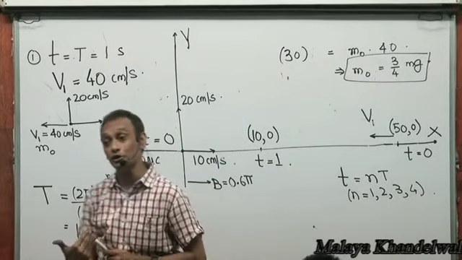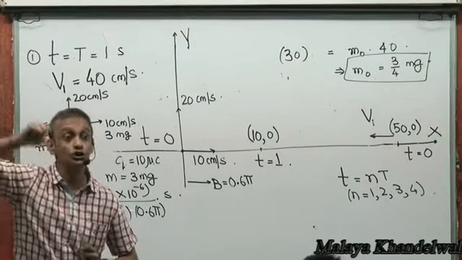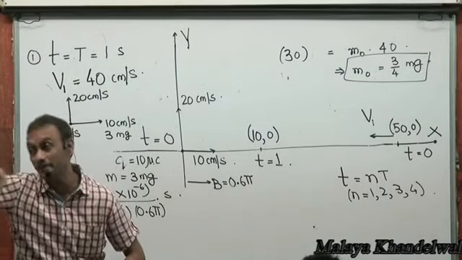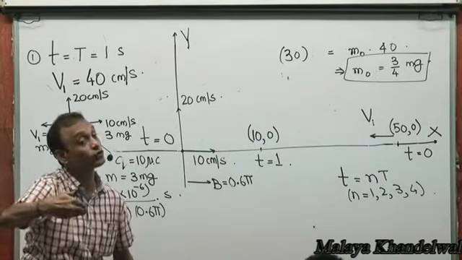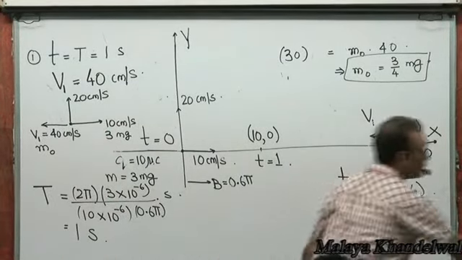That is assuming that the collision occurred at t equal to 1 second, right? But the collision could have also occurred at t equal to 2 seconds. That means 2 times the time period. Let's then calculate the velocity of the mass subsequently. Yes or no?